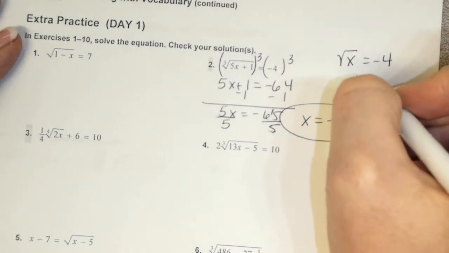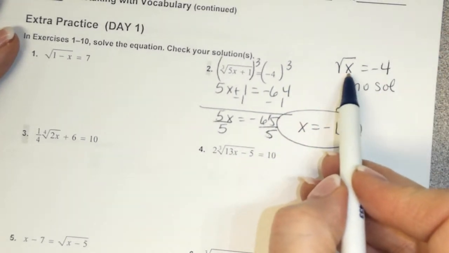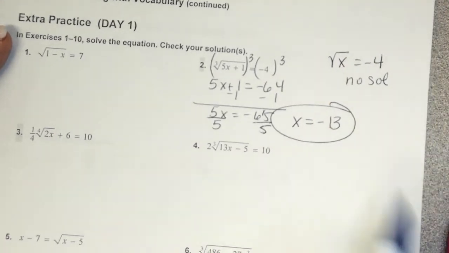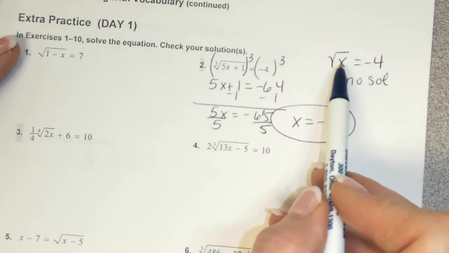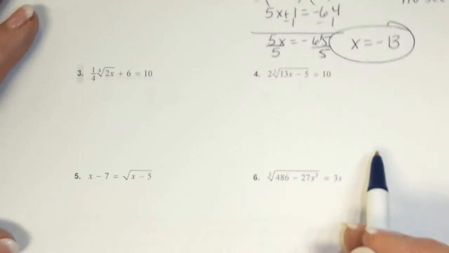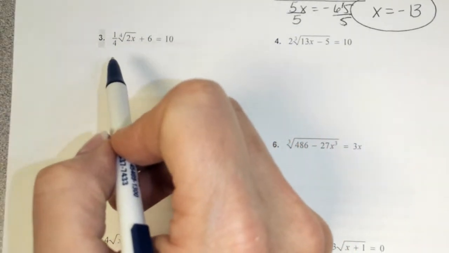No solution. And that's because the domain of this is going to be from 0 to infinity. So it definitely is never going to equal negative 4 if we're only going to be plugging in numbers from 0 to infinity. All right, let's go down to number 3. This one's a little tougher.